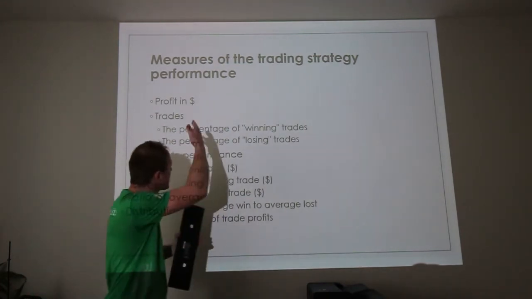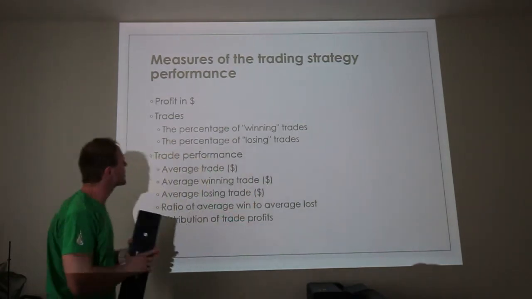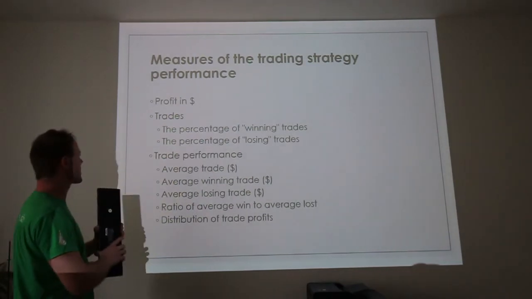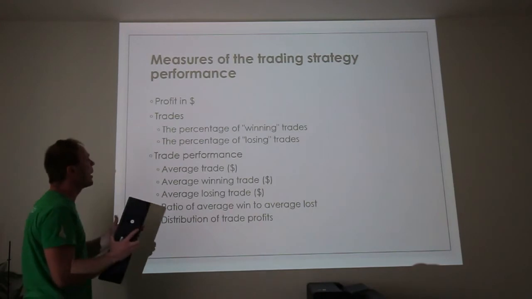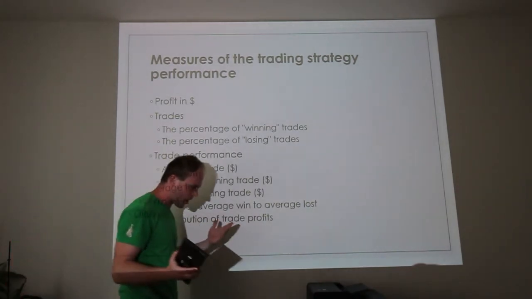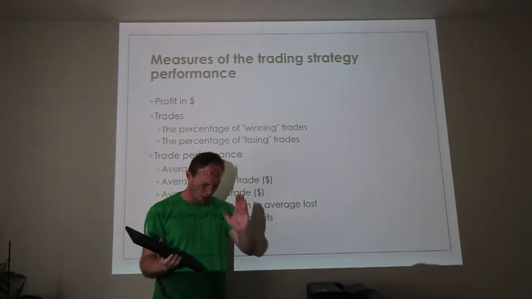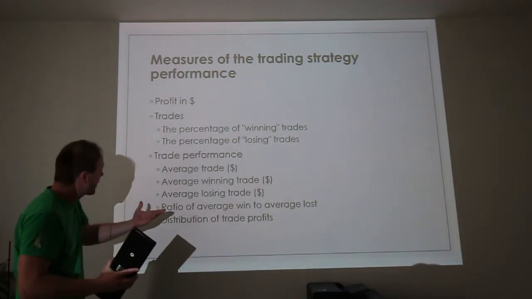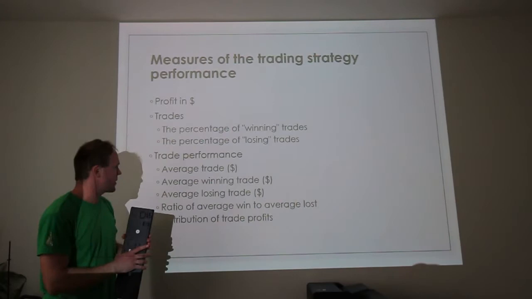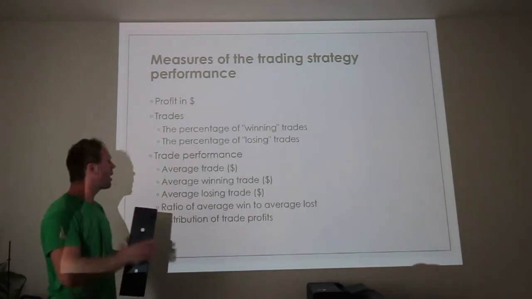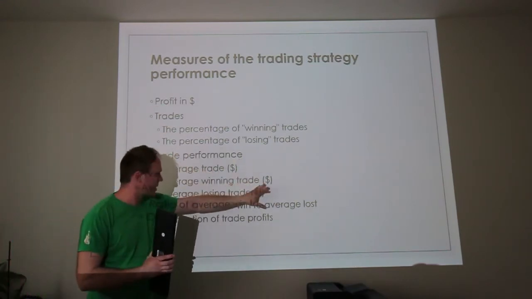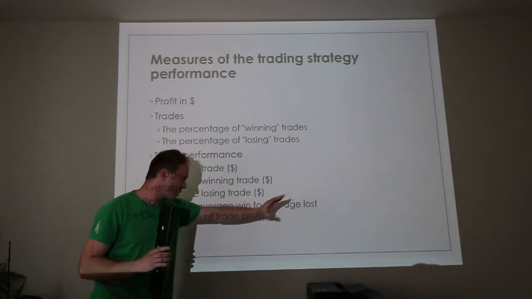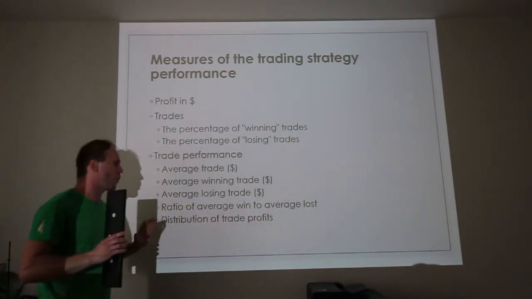So, measures of trading strategy performance in general: profit in dollars, or in other currency, but mainly in dollars. Trades: the percentage of winning trades, the percentage of losing trades, measured in percent or as a relative number, a value between 0 and 1, which after multiplication by 100 is interpreted in percent. Trade performance: average trade, again mainly in dollars or other currency, euros, etc. Average winning trade, again in currency. Average losing trade, ratio of average win to average loss, and distribution of trade profits.